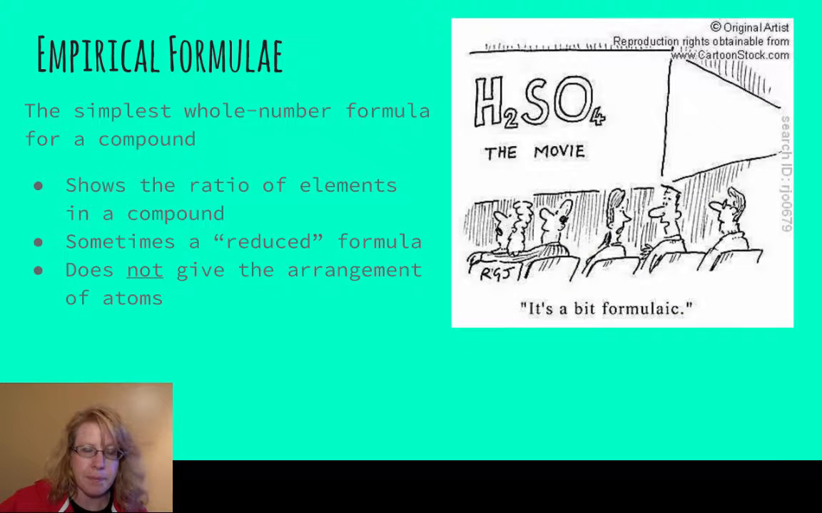So first of all, by definition, what is an empirical formula? The term empirical actually means something that you can determine in a lab. That's what the term empirical means. I have evidence for it. And it is simply the simplest ratio of the elements that are present in there. Basically, it's the simple formula. It sometimes is a reduced formula, so I'll show you some examples of what that looks like.